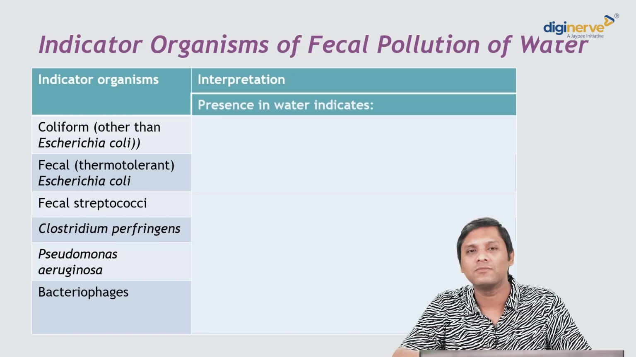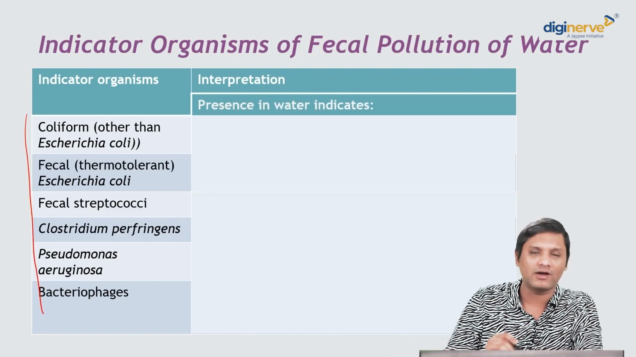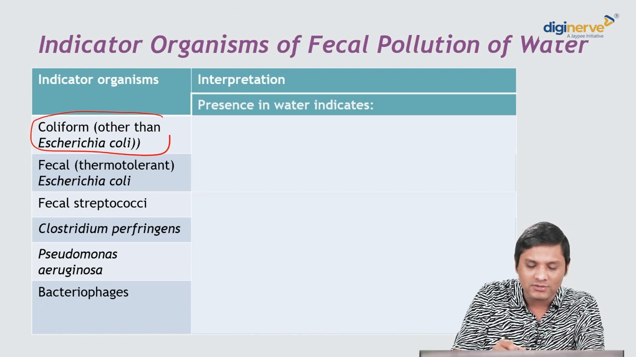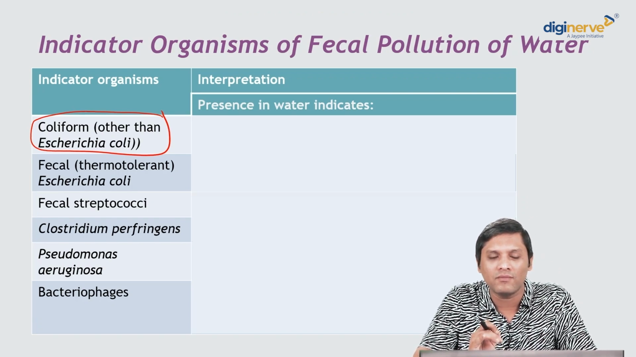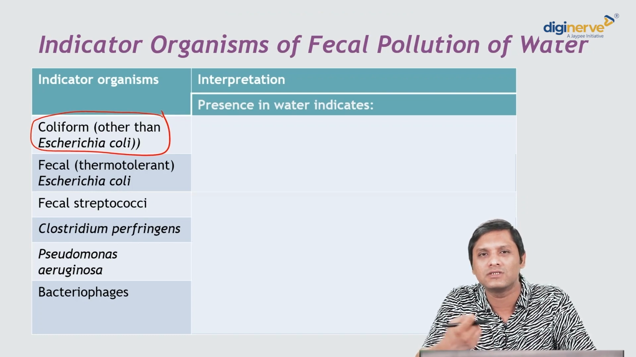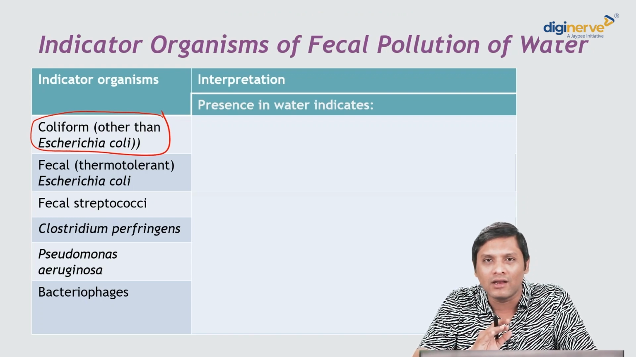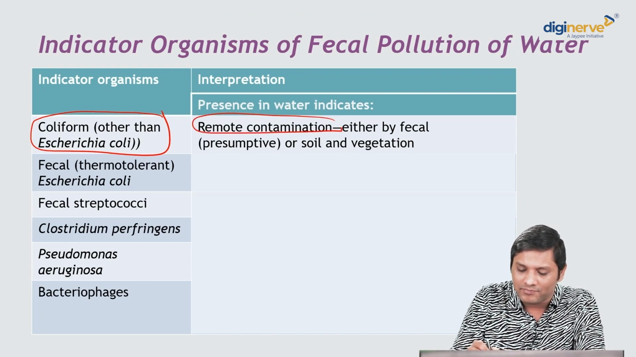So now I will show you the list of various indicator organisms and their interpretation if they are found in drinking water. Okay, so these are the various indicator organisms. The most common indicator organism is coliform organisms. So coliform organisms, that is enteric coliform other than E. coli, that is Klebsiella or Proteus. All these coliform organisms' presence in a water sample indicates remote contamination.